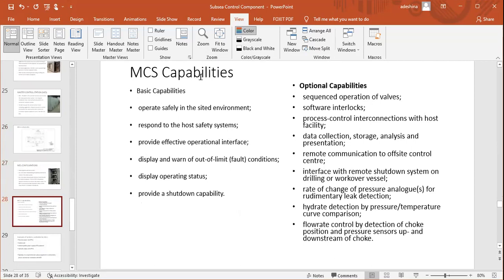So what are the main capabilities of our MCS? Operates safely in controlled sites, responds to our host safety system. And what is an example of the host safety system that we can say is being put in place on the topside? I need an example of that.